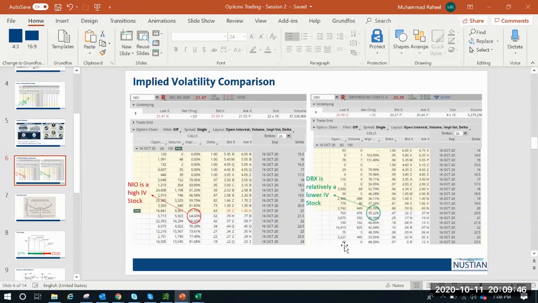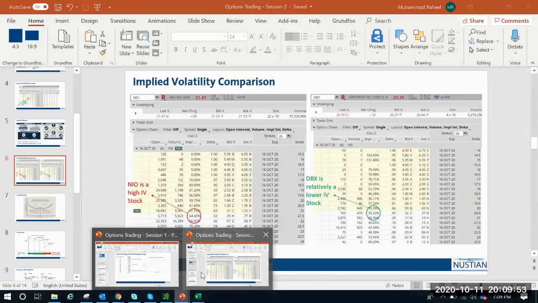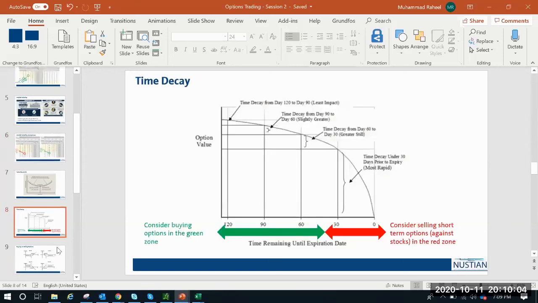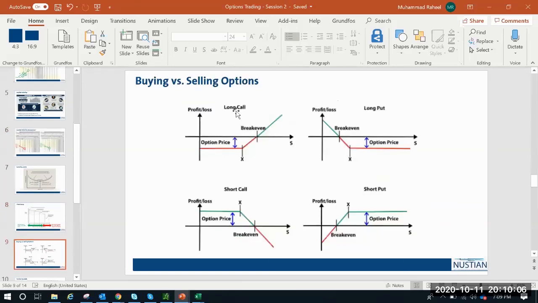So the moment the strikes are out of the money or deep in the money, that is a smile. If you see the volatility smile, the options that are deep in the money or out of the money, the implied volatility is killing you. So trying to stay at the money is a better option. Decay we already talked about. I think we can pick up from there next time.